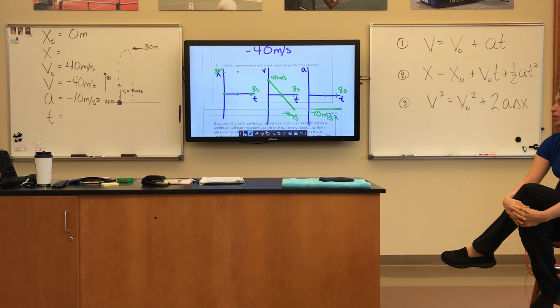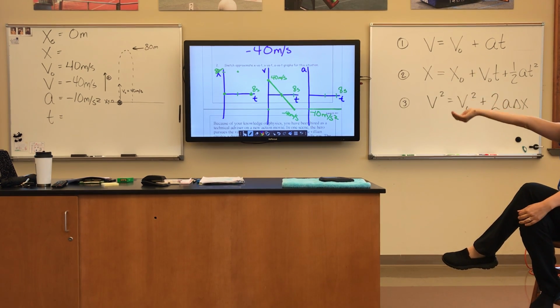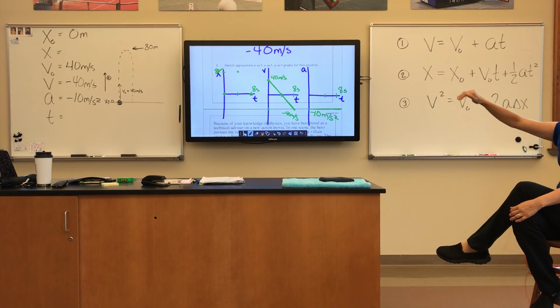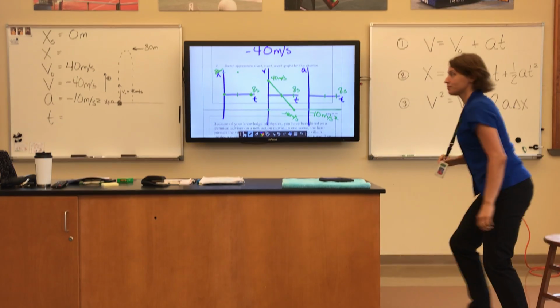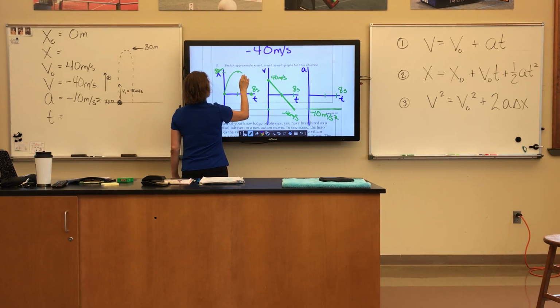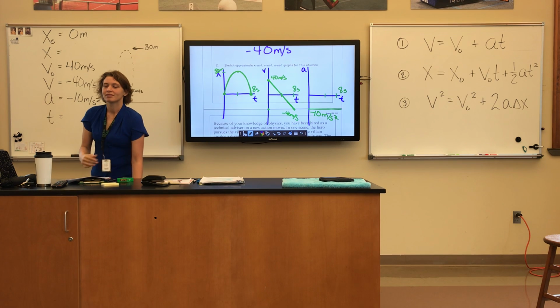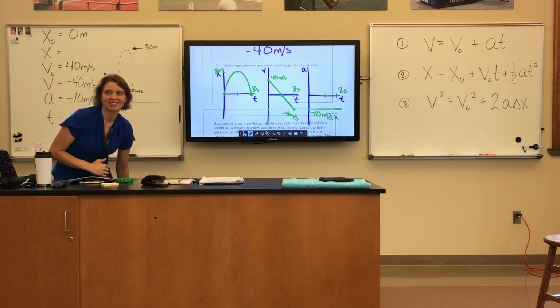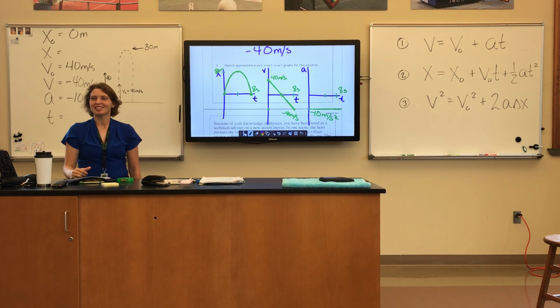Does this parabola open upward or open downward? Is it like a hill, or is it like a bowl? It's going to be a hill because our acceleration is negative. So it goes something like this. It's symmetric. Parabola. Opens downward. Is that okay? All right.